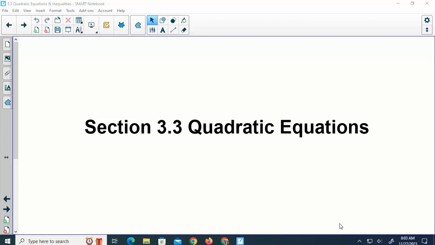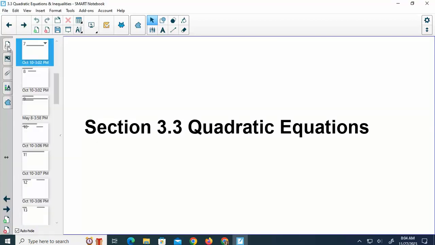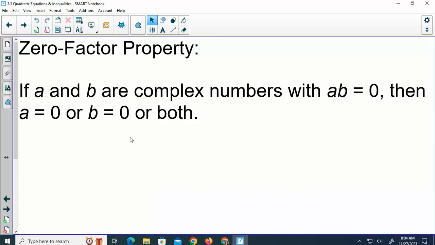We know when I'm talking about a quadratic equation, what is a quadratic? Ax squared plus bx plus c. Yeah, you know what I was trying to say. Okay. So what we're going to try to do is factor those so we can use the zero factor property.